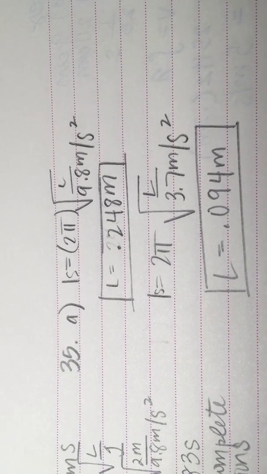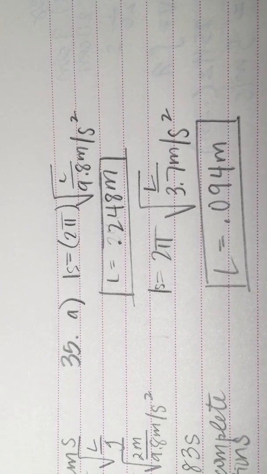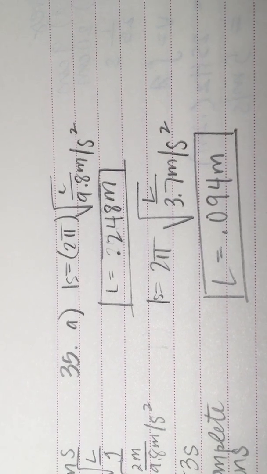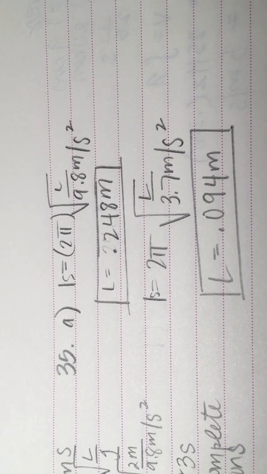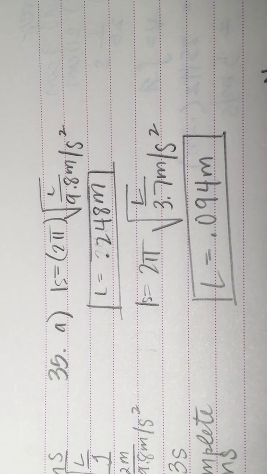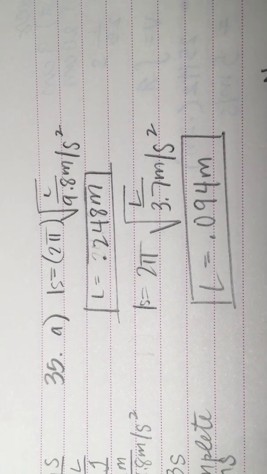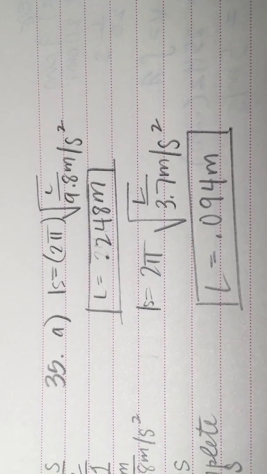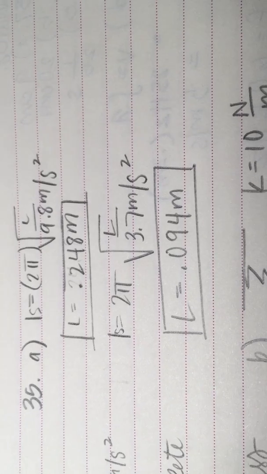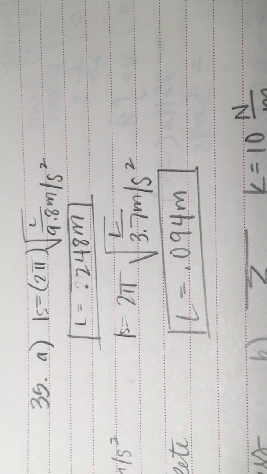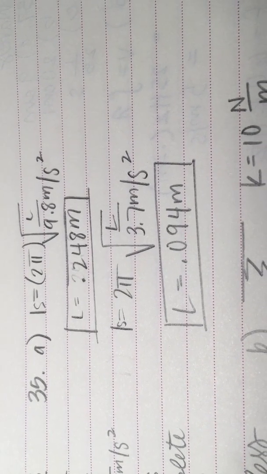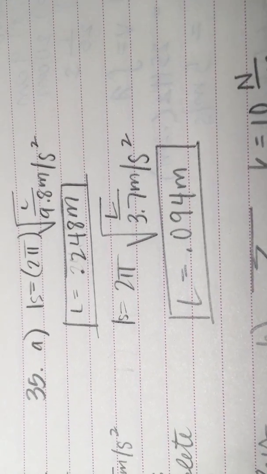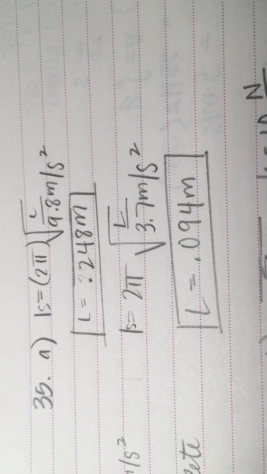And so you divide the 2 pi from both sides, you square both sides, and you multiply 9.8 meters per second squared to the left side. When you isolate the variable, L equals 0.248 meters, or around 25 centimeters. And next, you do this exact same process, but instead of 9.8 meters per second squared, you use 3.7 meters per second squared, because that's the acceleration due to gravity on Mars.